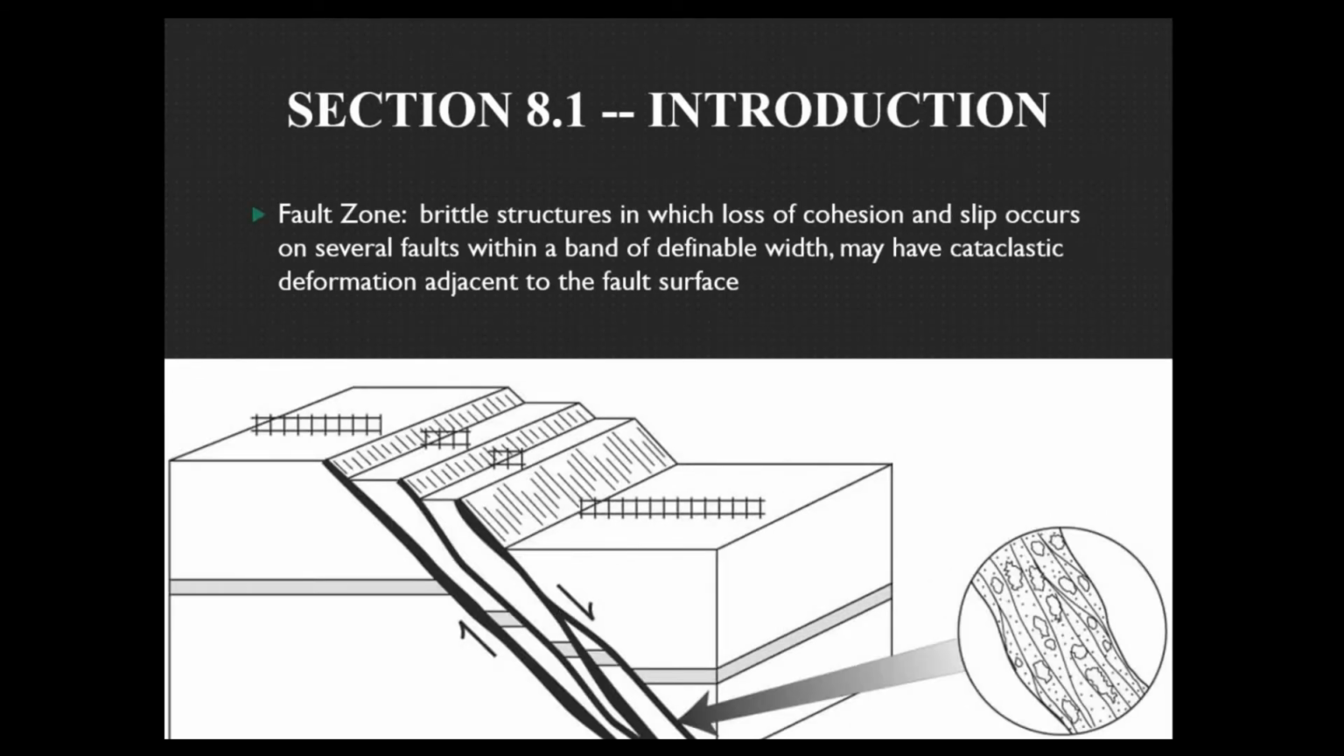A fault zone is an area with a bunch of faults making a net movement. So there are several faults and a definable band where all the movement is happening between this right-hand block and the left-hand block, and in between there's smaller parts of rock that are moving as well, and we have, or may have, cataclastic flow and cataclastic deformation along those fault planes.